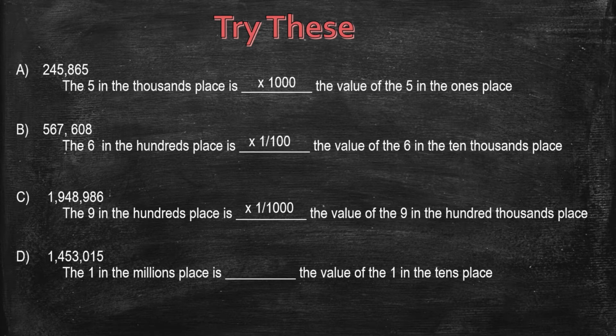Now here we have D, 1,453,015. The 1 in the millions place is blank the value of the 1 in the tens place. Well, the 1 in the millions place is to the left of the 1 in the tens place. How many place values difference is there? 5 place values gives us 5 zeros, giving us 100,000 times the value of the 1 in the tens place.